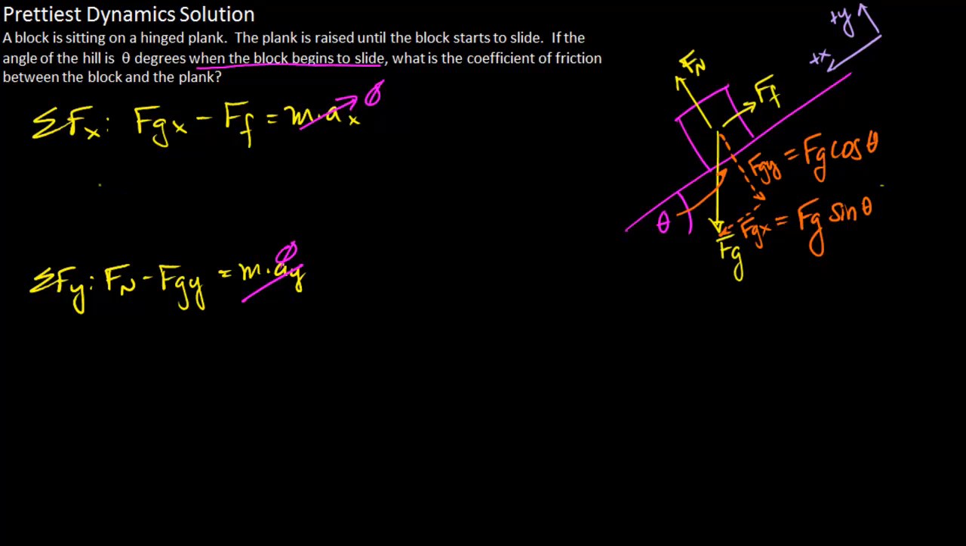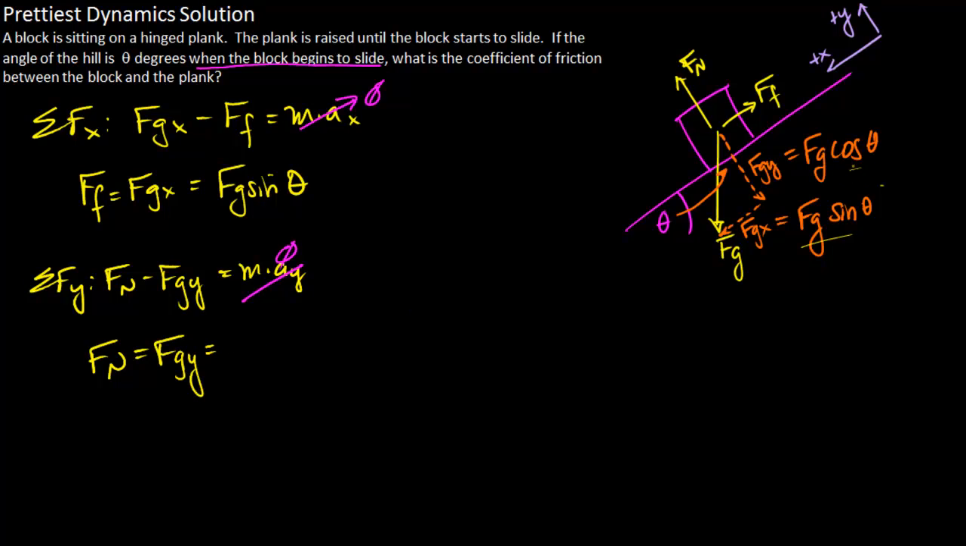This allows us to find a few things. In the x direction, we got that the force of friction is equal to Fgx, which we already know is equal to, over here, Fg sine theta. And in the y direction, we know that the normal force is equal to Fgy, which is equal to, from our triangle here, Fg cosine theta.